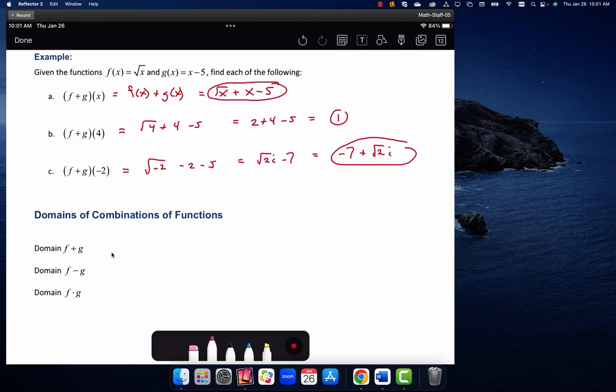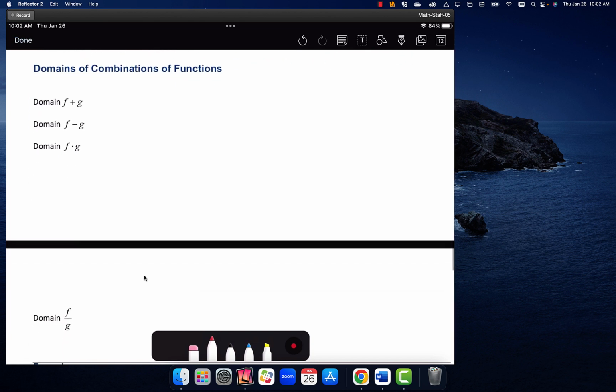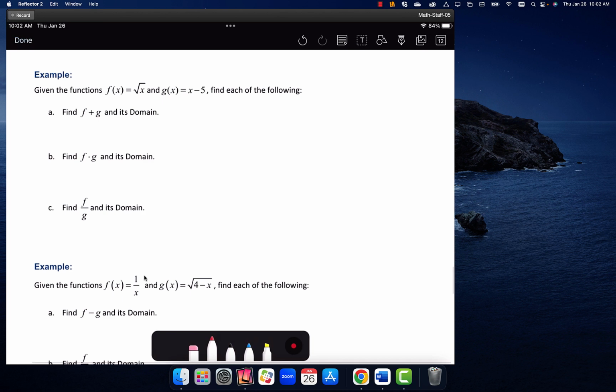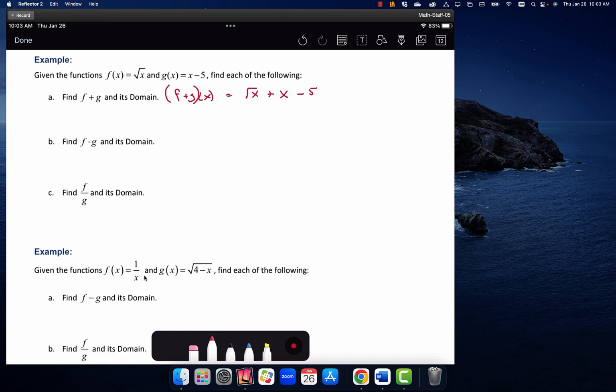Next, we'll talk about the domains of combinations of functions. The domain of f plus g is the same thing as the domain of what you end up with. Like up here, we would just look at the restrictions on this example. So no extra rules. You're just using the same domain restrictions and domain rules that you used earlier. For example, let's look at f plus g and its domain. So earlier we already found that f plus g of x is the square root of x plus x minus 5.